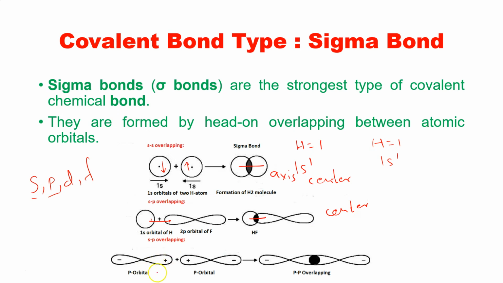There can also be a pp overlap, but this pp overlap again should be head-to-head. Usually we see the p orbitals in this way, but when the overlap is beyond the center, below the axis or above the axis, it forms a pp overlap that forms a pi bond. It does not form a sigma bond. A sigma bond is formed due to an axial overlap.